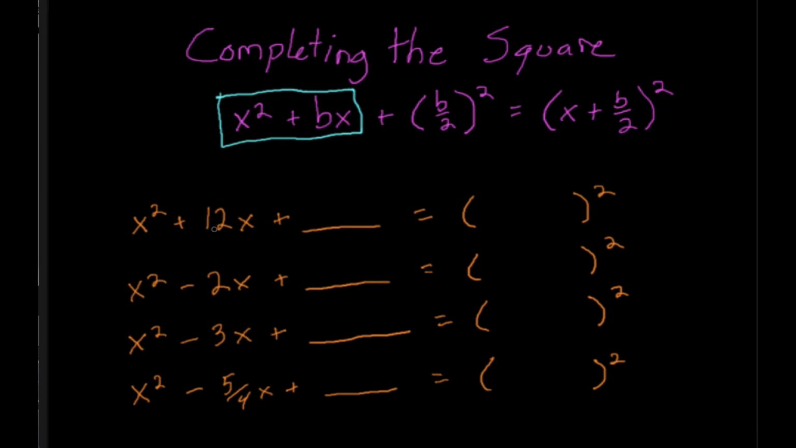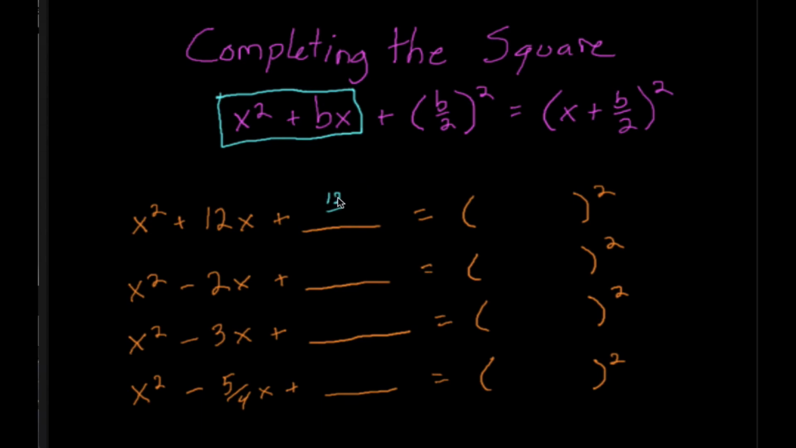So let's see if this works. Here we're going to take 12, and 12 divided by 2 is 6. So we're going to take 12 divided by 2, and then we're going to square it. And when we square that, 12 divided by 2 is 6, and 6 squared is 36.